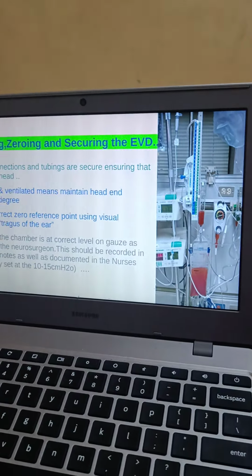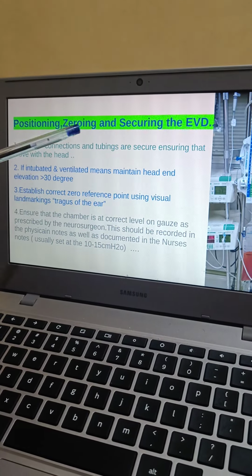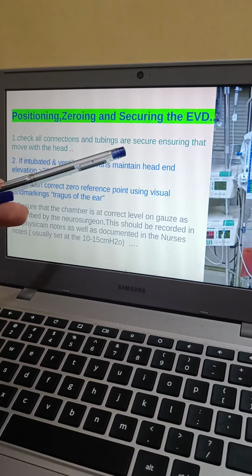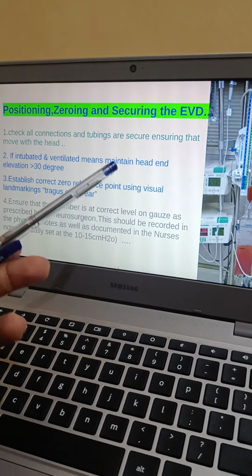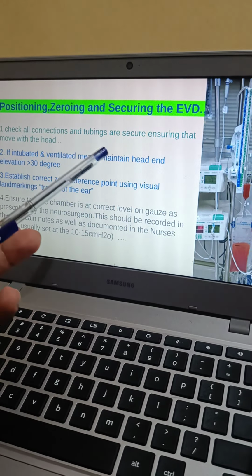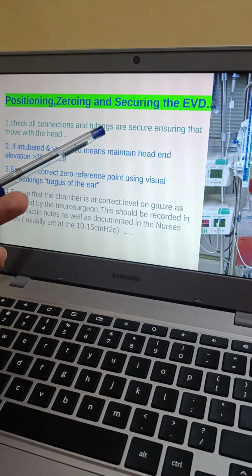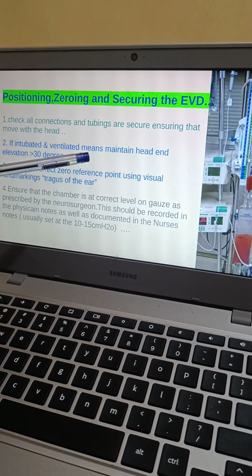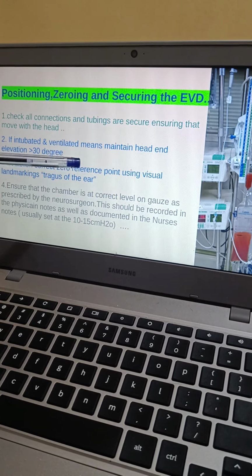When we are positioning the patient, or making zeroing, or securing, we should follow these things. When we are positioning or zeroing, check that all connections and tubings are secure, and ensure that they move with the head. Suppose you are turning the head or doing any positioning, we should check the tubings for kinking or anything, and take extra care. If the EVD accidentally comes out, it is most dangerous. And if it is an intubated and ventilated patient, we should maintain head elevation of more than 30 degrees.